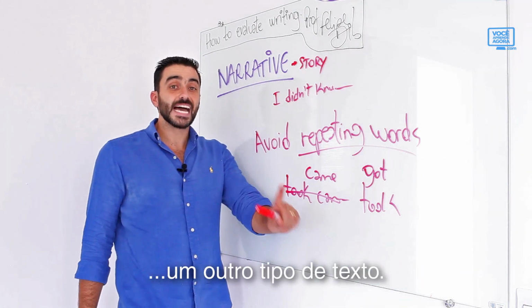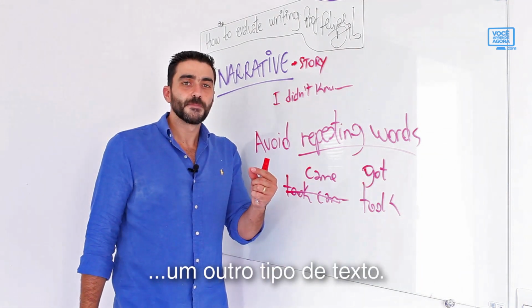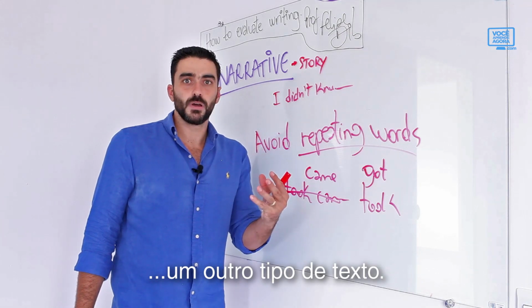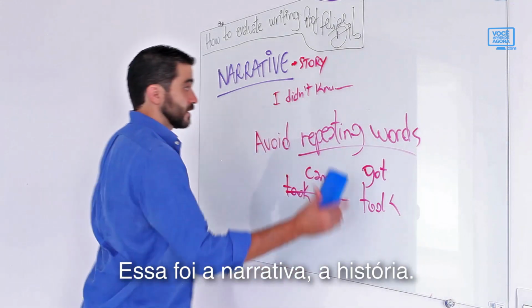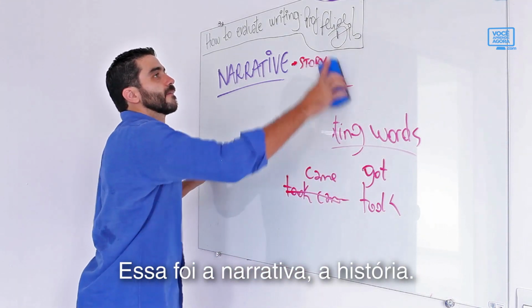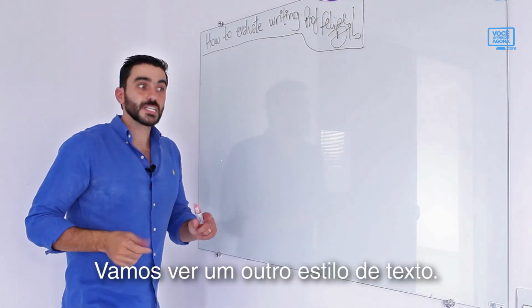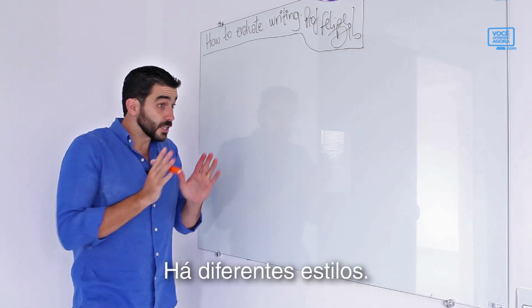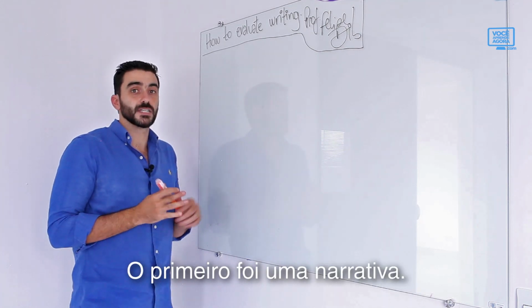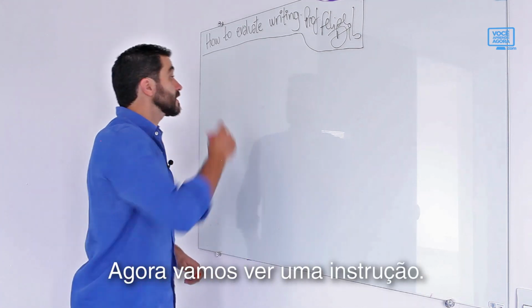Now, let's see another type of text. This was the narrative, the story. There are different styles. The first was narrative. Now let's see an instruction.